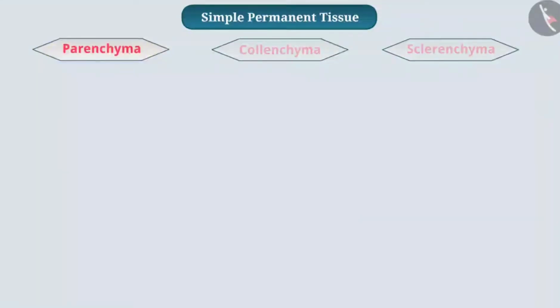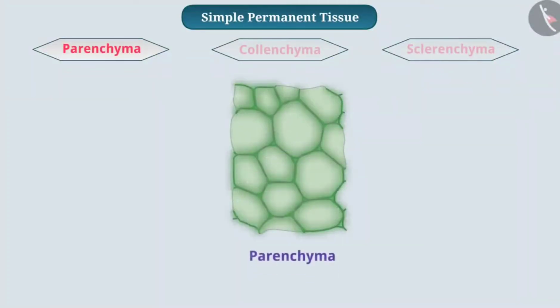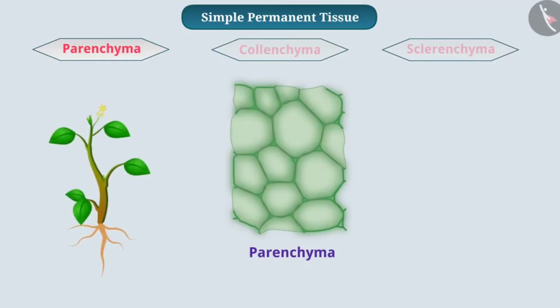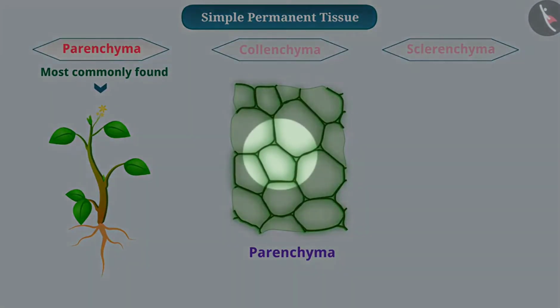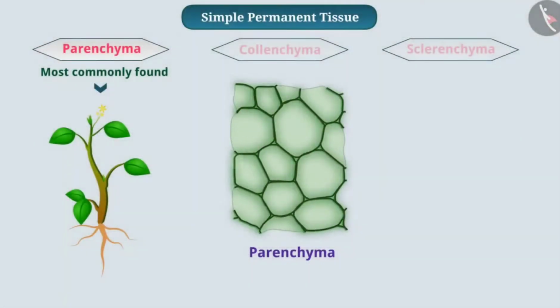Parenchyma. Some layers of cells form the basic packing tissue called parenchyma. In plants, parenchyma is the most commonly found simple permanent tissue. This tissue is made up of living cells and has thin cell walls. These cells are often loosely packed and have free spaces between them. Parenchyma is found in almost all plant parts, for example, roots, stems, leaves, flowers, fruits, and seeds.